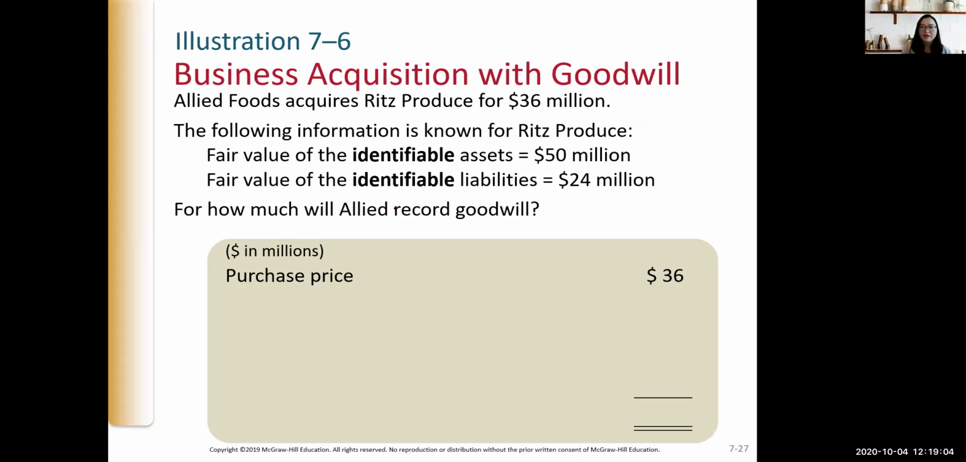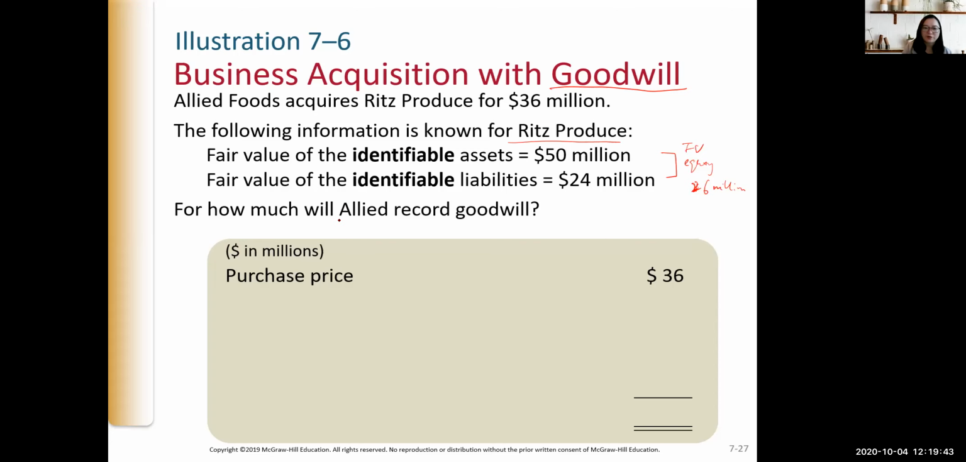Let's just use a simple example to explain how we calculate the cost of goodwill. For example, Allied Foods acquired Reed's Produce for 36 million. The following information is known for Reed's Produce: they had a fair value of identifiable assets of 50 million and a fair value of identifiable liabilities of 26 million. Hence the net equity for this company should be 26 million, right?